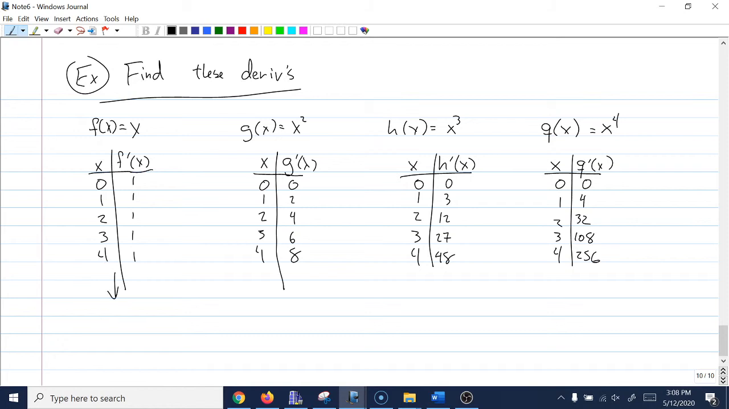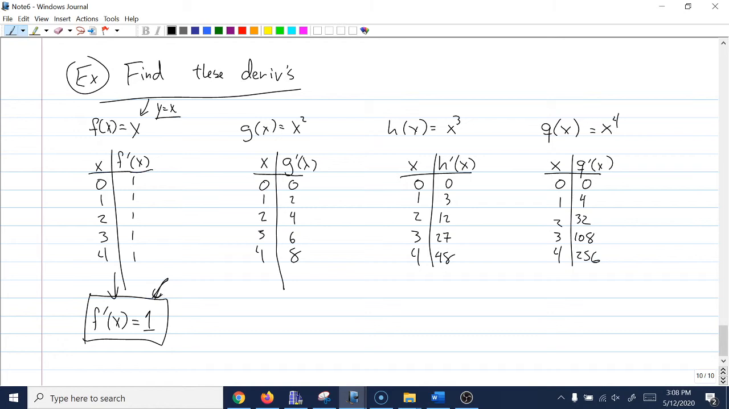This one, the pattern's real easy. The derivative is always equal to 1. The derivative of the function x is the function 1. It is always a constant. This makes sense. y equals x is a line. The derivative is supposed to be saying, what is the slope at this point? Well, the thing that makes a line is it always has the same slope at every point, and for the line y equals x, the slope is 1.